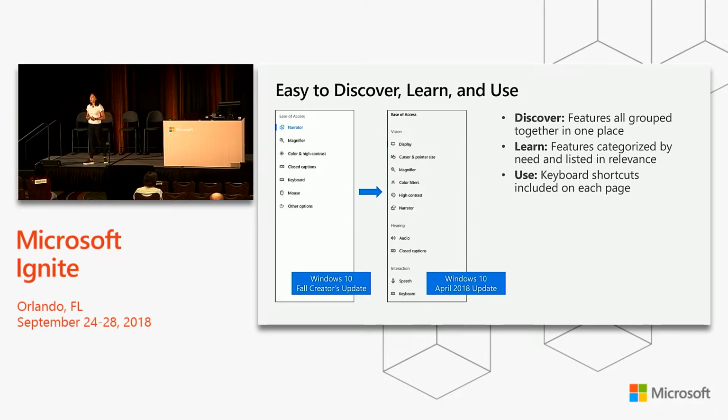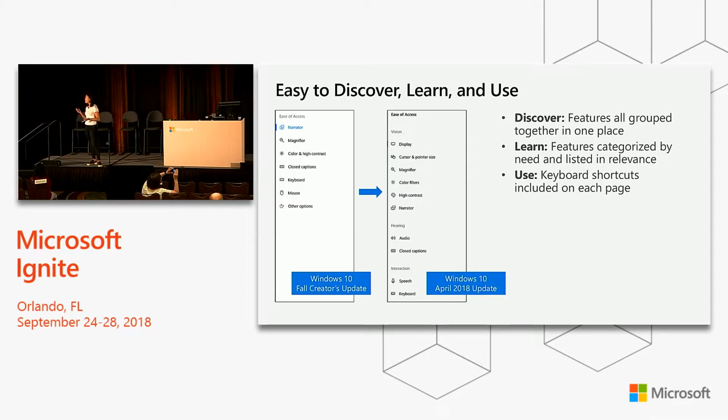On the left, I have a screenshot of the menu from the ease of access settings back from a year ago in the Fall Creators Update. And then on the right, we have the facelift version that we shipped in the April 2018 update. There's a couple of key things here that I want to call out. The first is that we really want to see ease of access as our centralized home for a lot of these accessibility settings.